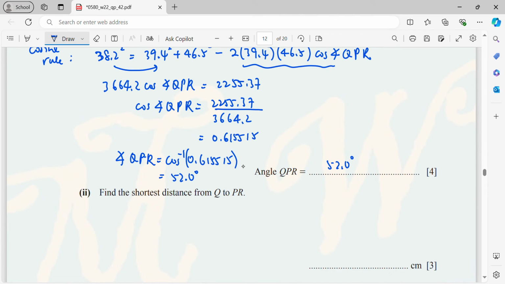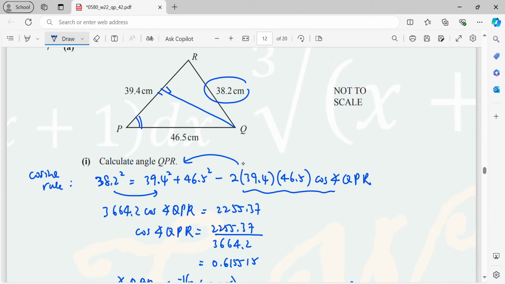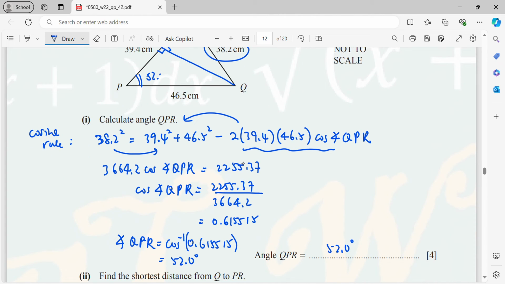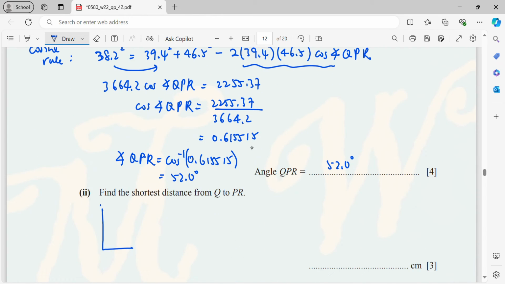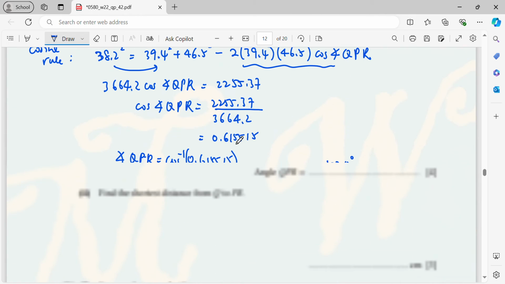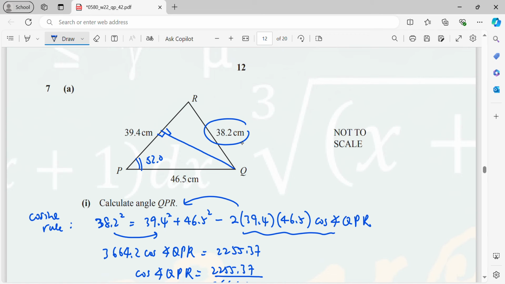Okay, now find the shortest distance from Q to PR. So Q to PR, shortest distance means perpendicular distance. That means here is 90 degrees. Okay, so now since we have found this angle is 52.0, when you draw the triangle, that means here is 52.0. The opposite length, we do not know, but this is the distance. Okay, you need to find what is the distance here.